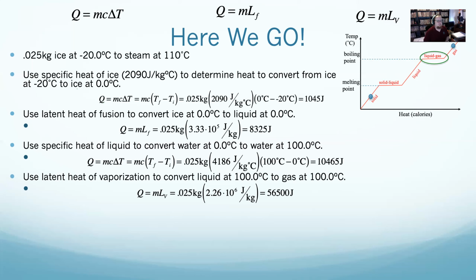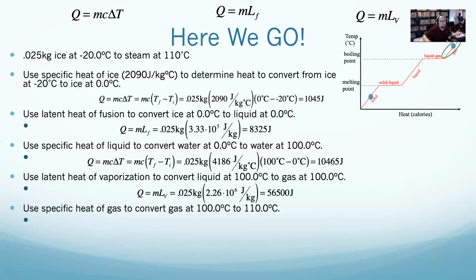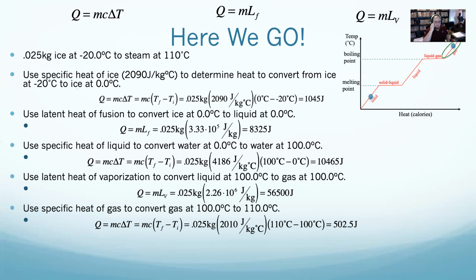steam at 100 degrees. And now I got a cloud of steam at 100 degrees, but I don't want a cloud of steam at 100 degrees. I want a cloud of steam at 110 degrees. So I can find how much heat is required to go from 100 degrees to 110 degrees. With the heat required to go from 100 to 110, Q equals mc delta T. Well, I use the mass of water, specific heat of steam, and 110 minus 100.